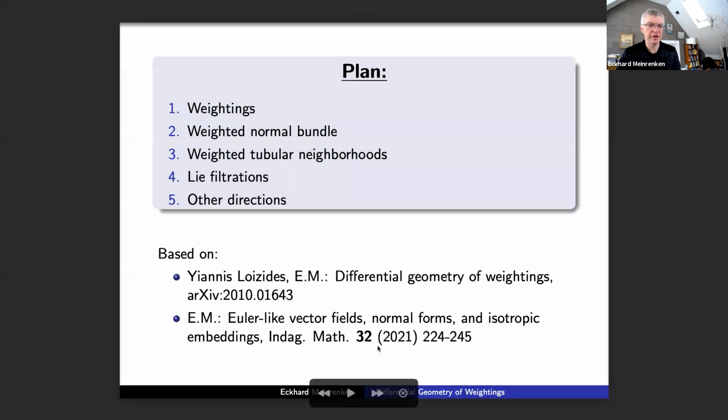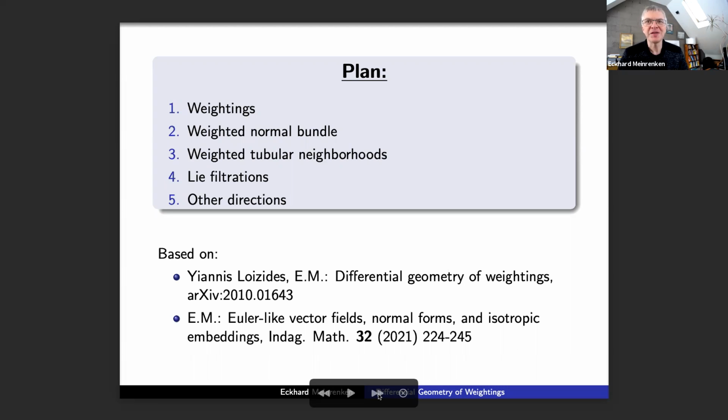Well, so here's the plan for my talk. I will first talk about the definition of weightings, what I mean by weightings. The idea is roughly what you would expect. You simply assign weights to coordinate functions. But my plan is to do all this coordinate free and see what we get out of it.